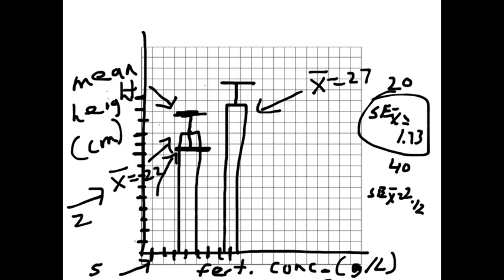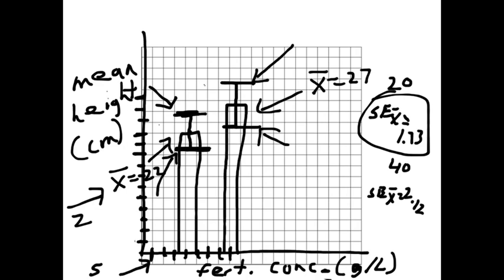All right, we also need to go down 4.24. So let's take 27 and subtract from 27 4.24. And when we do that, we end up with 22.76. So now we need to drop down to 22.76. So that's going to drop us down to somewhere in here. So now we're saying there's a 95% chance that the population mean for the 40 gram per liter sample is somewhere between this point and this point.